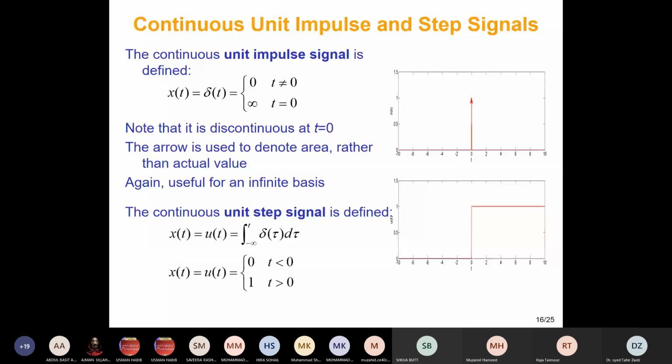So the same thing is true to some extent for continuous time signals also. For continuous time also, we have unit impulse and we have unit step. Let's talk about the second signal first, which is your unit step signal.